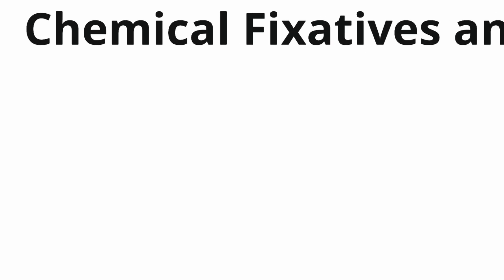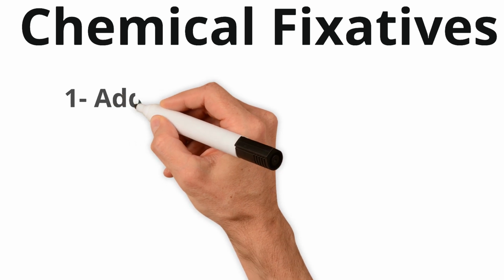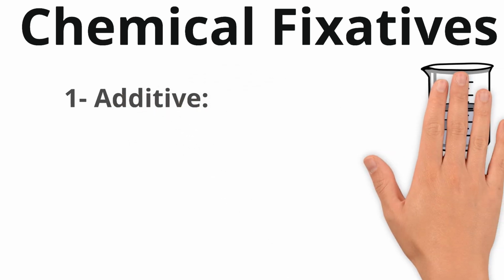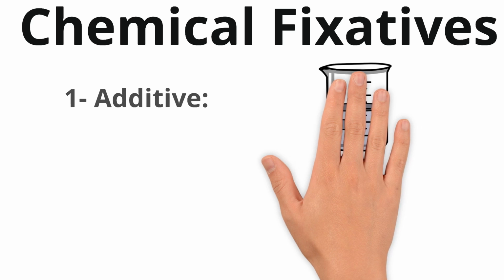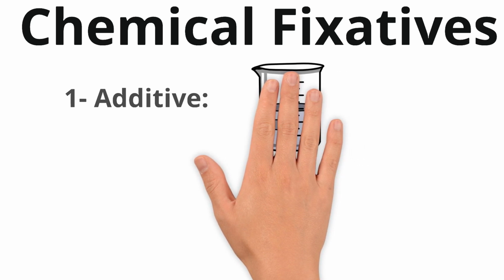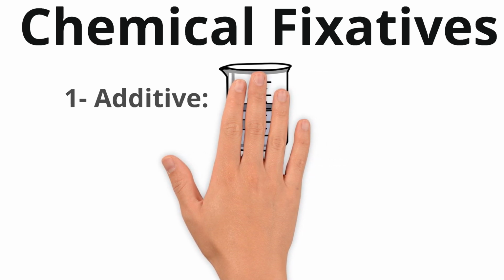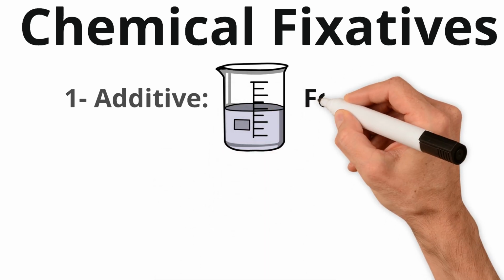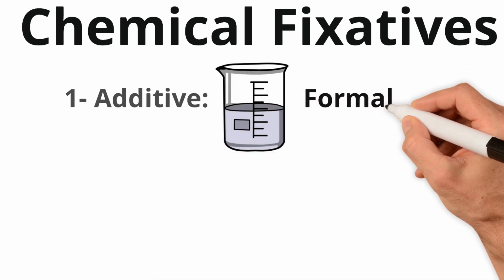The chemical fixatives that we can find are additive fixatives and non-additive fixatives. We're going to talk about both. So first, additive fixative. The fixative binds directly to the protein, making it insoluble. An example of this is formalin.